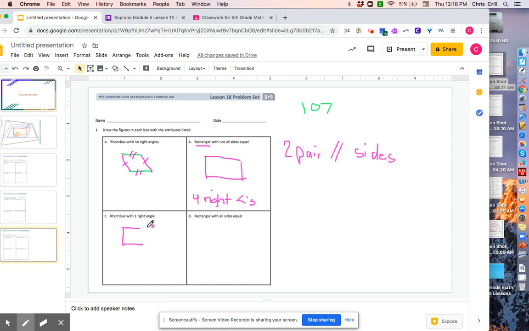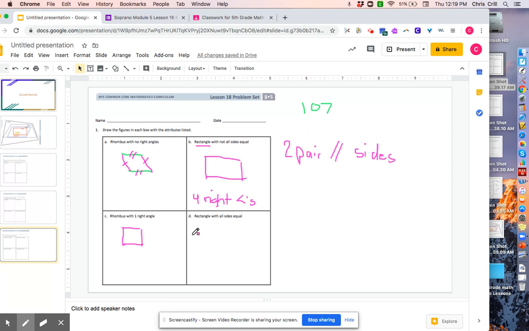So there's a parallel side. These two sides are parallel. And if I want a right angle and I need a second parallel side, I'm actually going to have to draw my shape to look like a square. So a rhombus with one right angle, the only way to do that is to draw a rhombus that has four right angles. So this really should say a rhombus with at least one right angle, because it would be impossible to draw one with just one right angle.